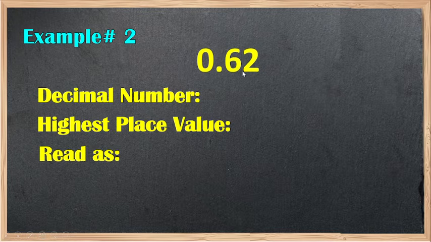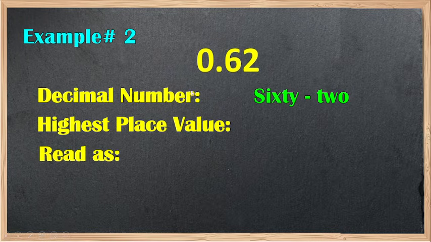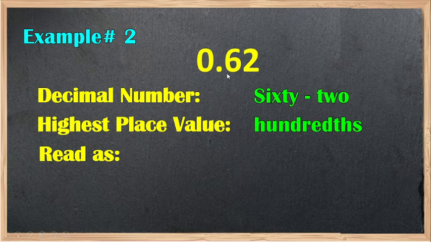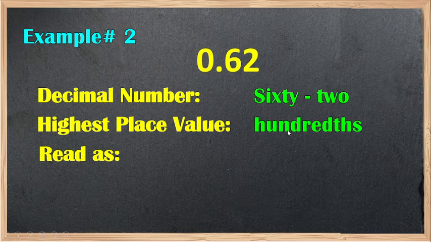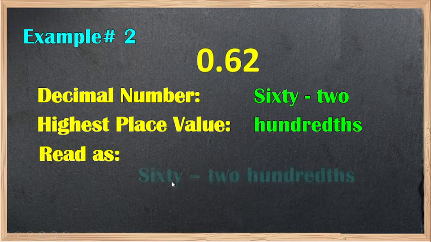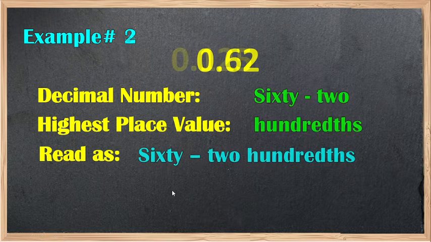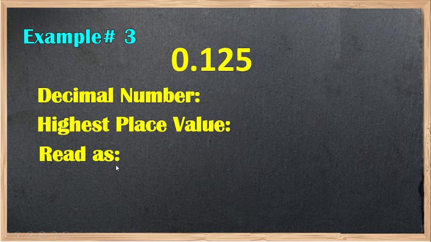Now, let's try another one. We have the decimal number 0.62. Okay? And then, what would be the highest place value of 0.62? That would be hundredths. We have tenths and hundredths. And then it is read as 62 hundredths. Combine the decimal number and the highest place value. We have 62 hundredths.